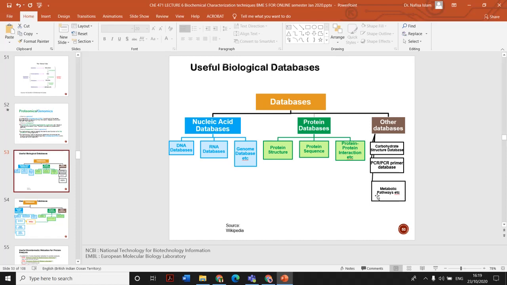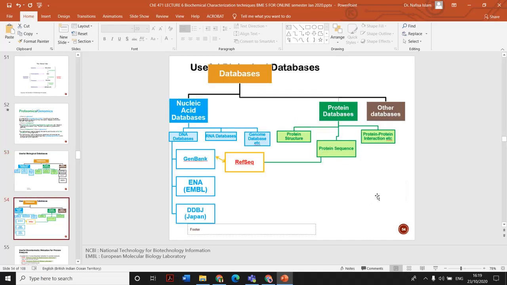So everything that we figure out in the lab and then put in a journal publication, you have another place to put that. You have these databases where you can put all that biological information that you have figured out in the lab. Okay, so just a little bit more. The DNA databases are the common databases. We'll look at protein databases as well.